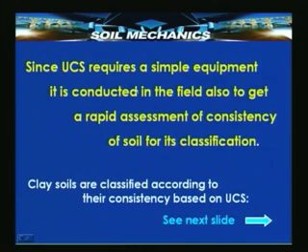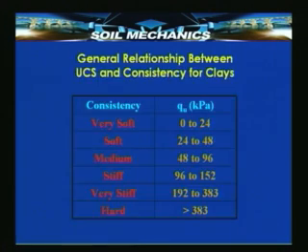Now, UCS requires simple equipment. It is conducted in the field, and it is a method for rapid assessment of consistency of soil for its classification. Clay soils are classified according to their consistency based on the value of unconfined compressive strength as shown in this slide. Depending upon the value of undrained cohesion or the compressive strength Qu, the consistency of a sample is defined like this.